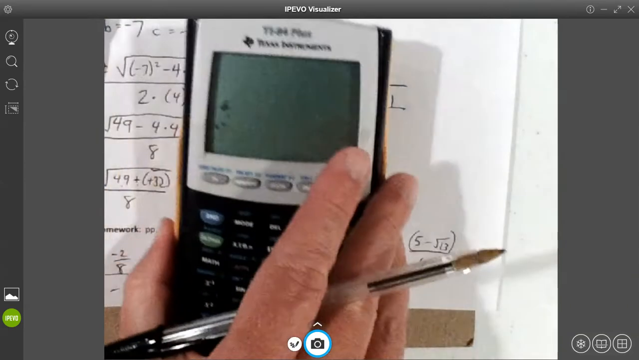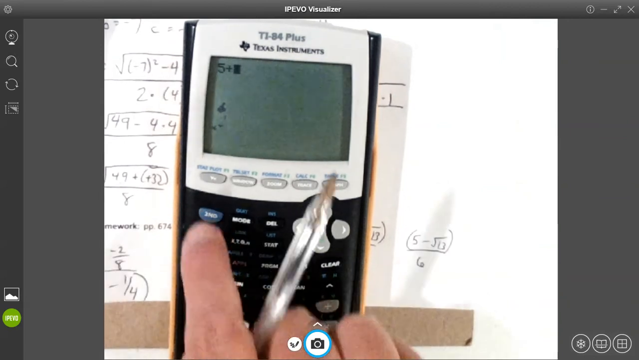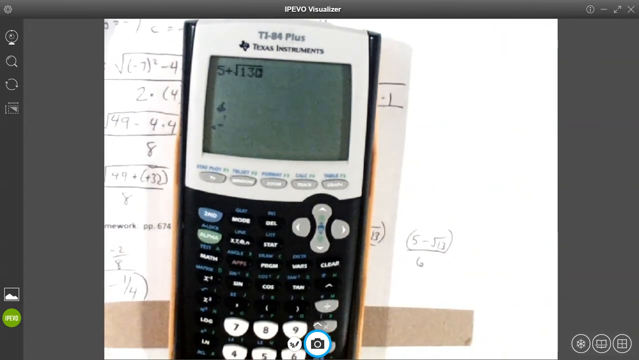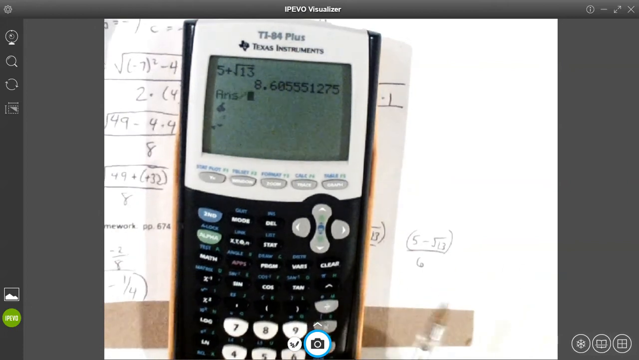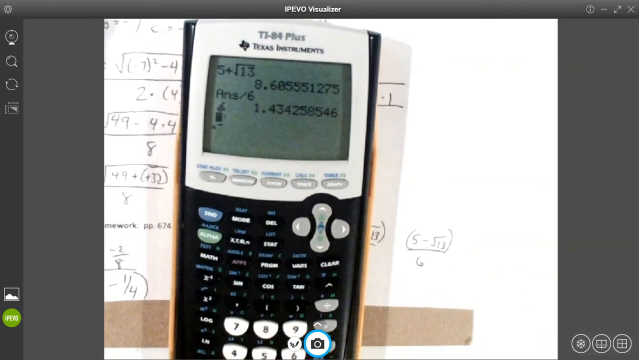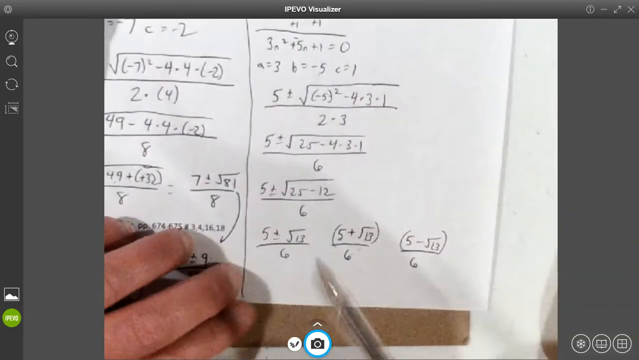All right, now let me show you. My calculator is going to look, again, a little bit different from yours. So I do 5 plus the square root of 13, and I hit equals, and I get that irrational number, and then I divide it by 6. Now they asked us to round to the nearest hundredths, so it's about 1 and 43 hundredths is what you should get for that one.